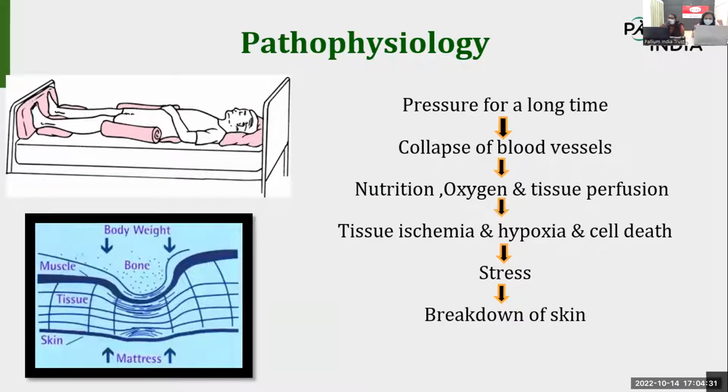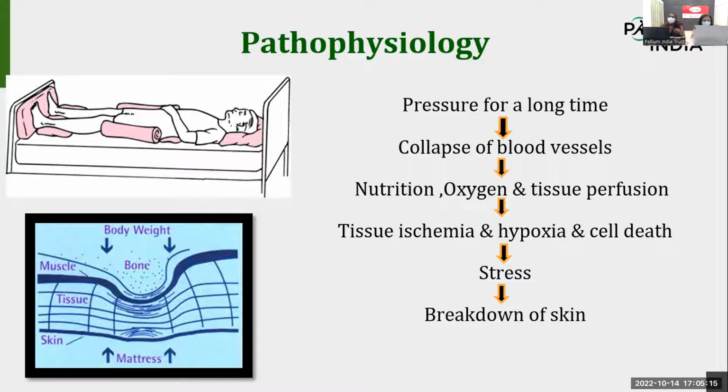Coming to the pathophysiology, we have to keep it in mind always. Whenever we see bed-bound patients, you have to tell the caregivers and the patient the importance of changing position. So how does the pressure sore develop? We should understand this pathophysiology first. Imagine a patient lying on a bed. If there is continuous unrelieved pressure for a long time, because of his body weight and the bone weight, that weight will be compressing the tissues.